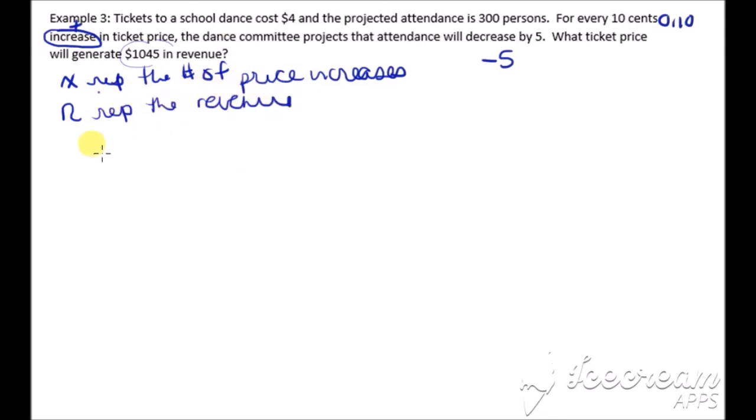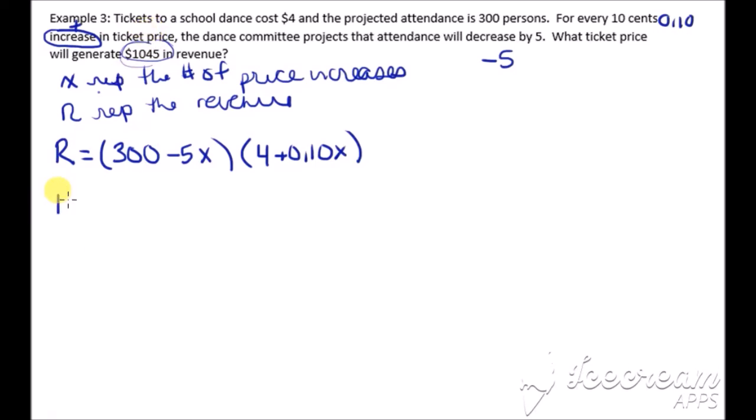of the school dance. Okay, so let's create our equation first. R equals, we're going to put the number in the first bracket. So first 300 people will attend, and then it's going to go down by 5 people for every price increase. Okay, and now we're going to do price. So it's $4, but it's going to increase by 10 cents, X number of times. So this is our revenue equation. Now this was a little bit different because they give us a revenue of $1045. So let's go ahead and sub that in. Let's expand everything, and we'll bring over the $1045.